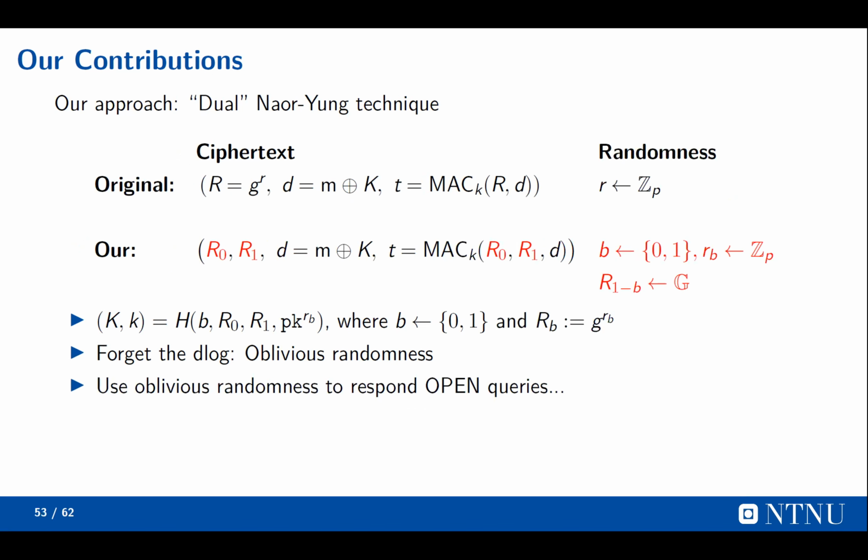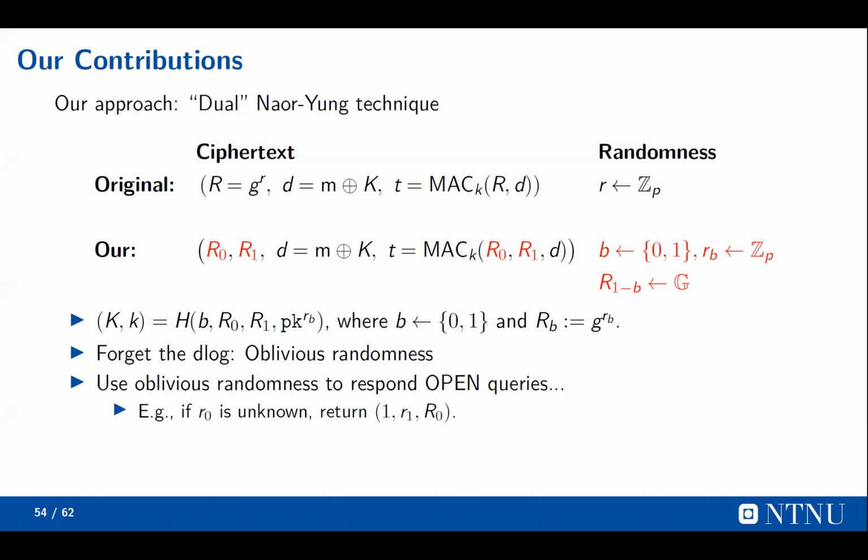The randomness in our ciphertext has this form: a random bit b, the exponent r_b, and the group element R_{1-b}. The advantage of using oblivious randomness is that we can use it to respond to open queries. Let's see how it works. For example, if we do not know the discrete log of big R_0, we just return small r_1 and big R_0. It means that if you do not know the exponent of R_b, we just view it as oblivious randomness and return it.